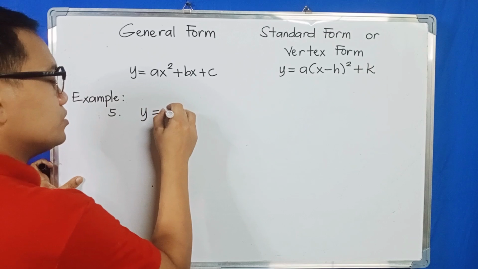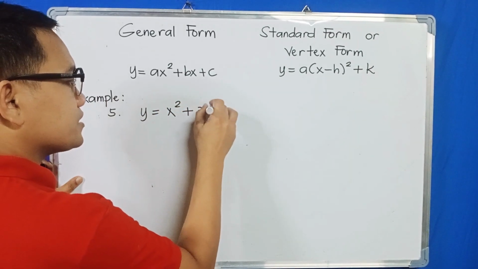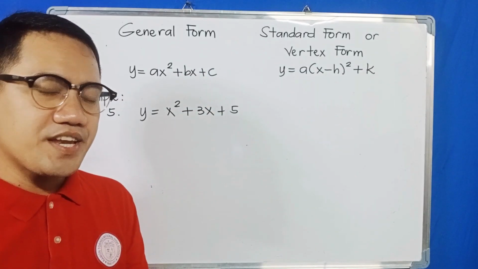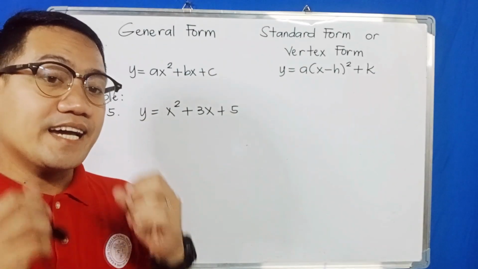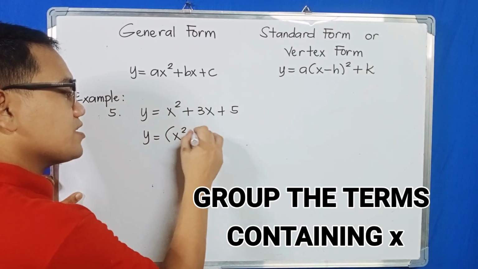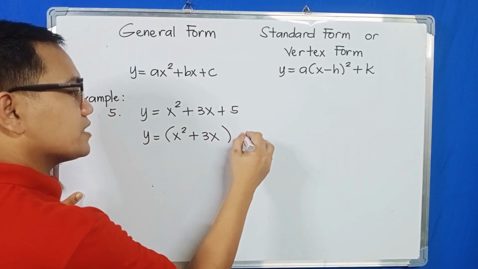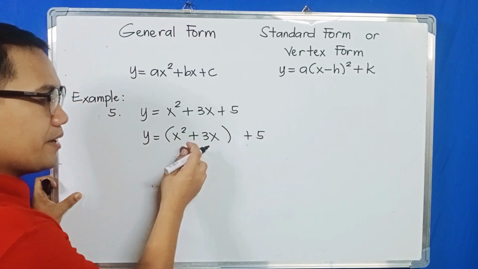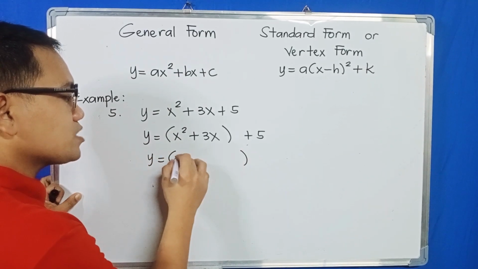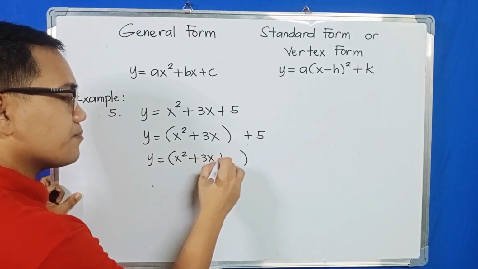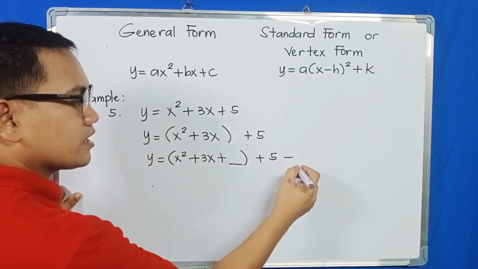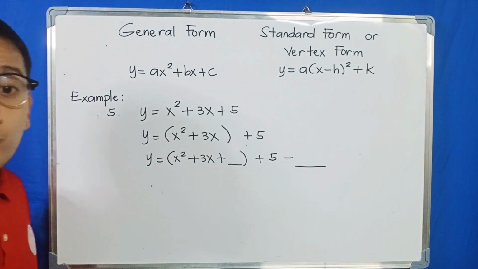Y is equal to x squared plus 3x plus 5. So y is equal to x squared plus 3x plus 5 is our general form. Again, the first thing that we need to do is to group the terms containing x. So we will have x squared plus 3x and 5 outside our grouping symbol. We will make this one a perfect square trinomial by adding half of our coefficient of x. So we will have x squared plus 3x plus our third term, then copy plus 5 and subtract whatever third term is being added in our grouping symbol.